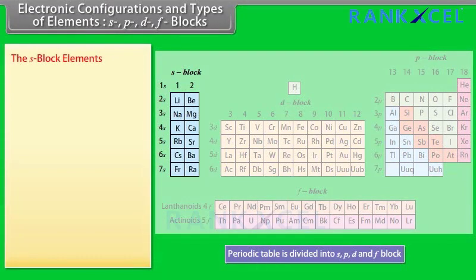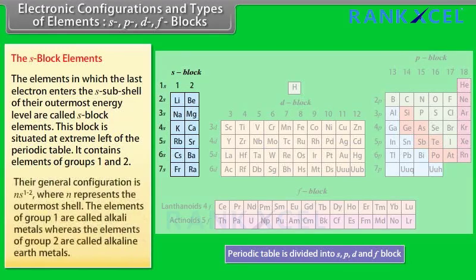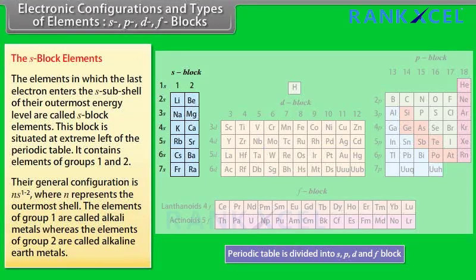The S block elements. The elements in which the last electron enters the S subshell of their outermost energy level are called S block elements. This block is situated at the extreme left of the periodic table. It contains elements of group 1 and 2. Their general configuration is ns1 to ns2, where n represents the outermost shell. The elements of group 1 are called alkali metals, whereas the elements of group 2 are called alkaline earth metals.